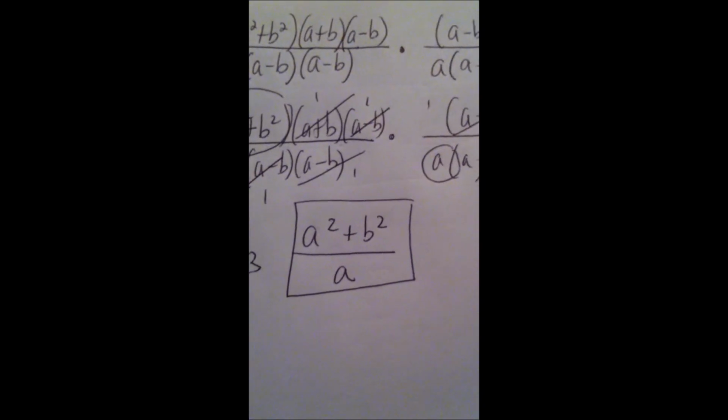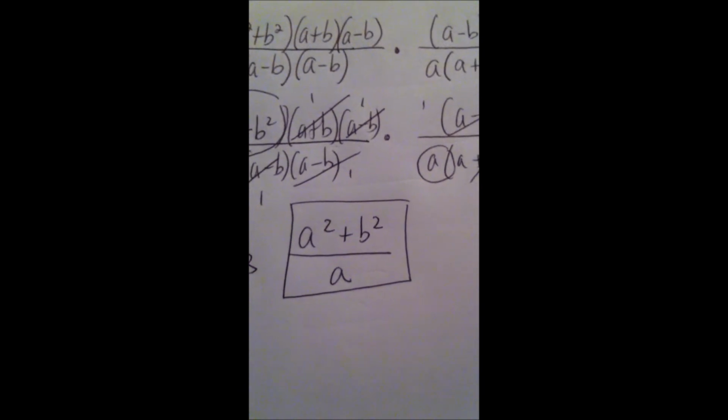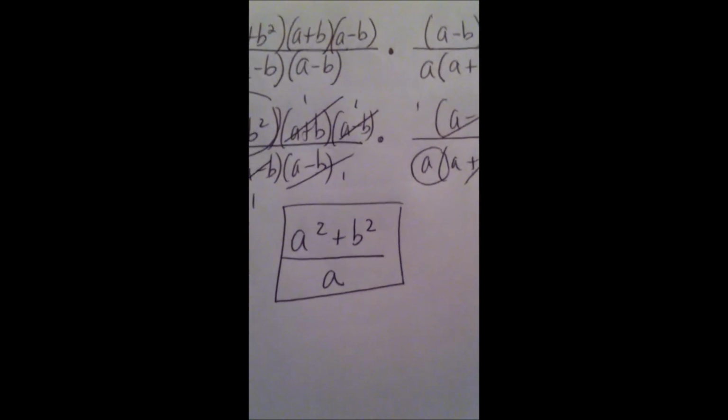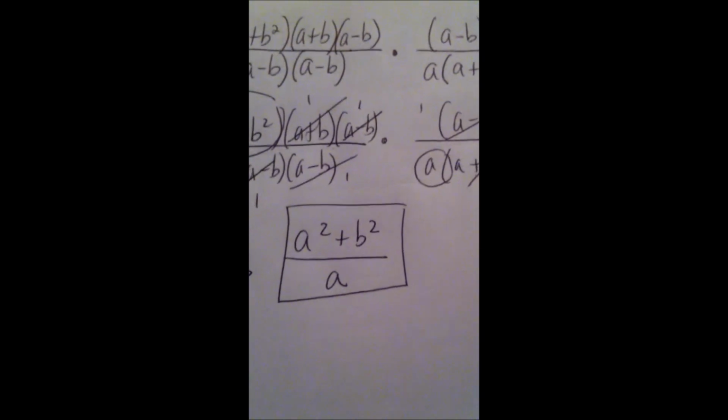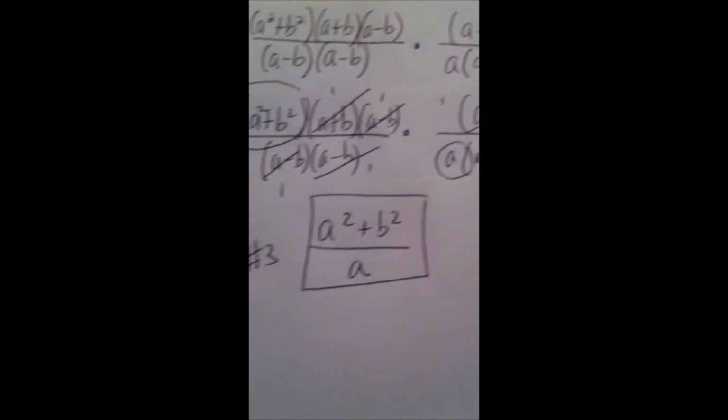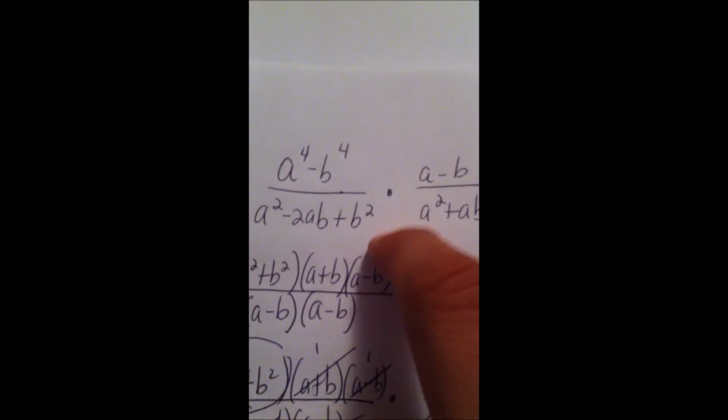Alright, this is number 3 on the rational expressions, multiplying fractions, rational expressions of fractions. The answer is a squared plus b squared over a. This was the original problem. You see it's a little bit more complicated here because you do have the situation where there are double variables, so you have your a's and your b's.